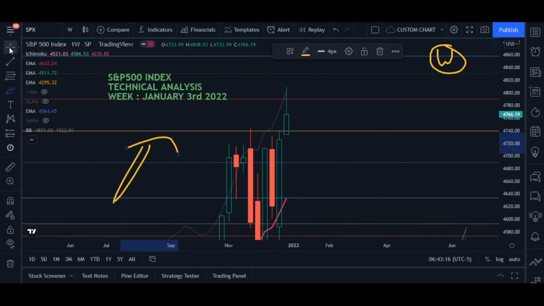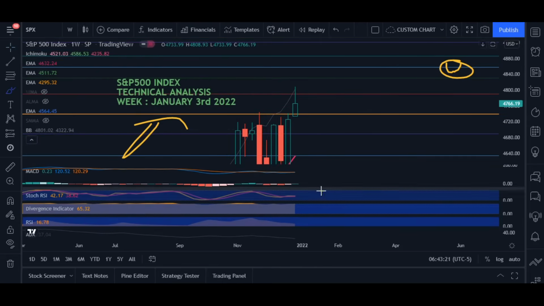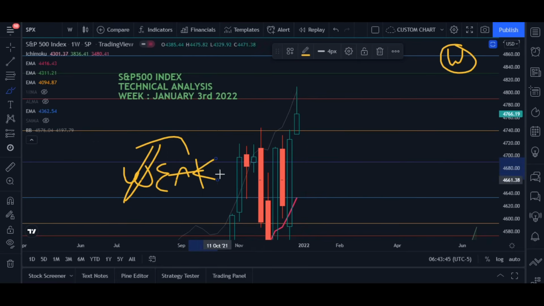But again, you need to consider the fact that the MACD and the stock RSI are marginally bullish. They are not heavily bullish, or regular bullish, but just marginally bullish. So yes, the market is bullish, no doubt it is bullish, but you can say that it is weak bullish.